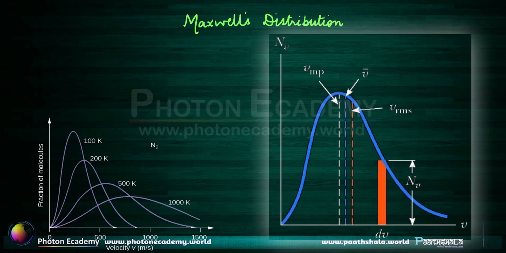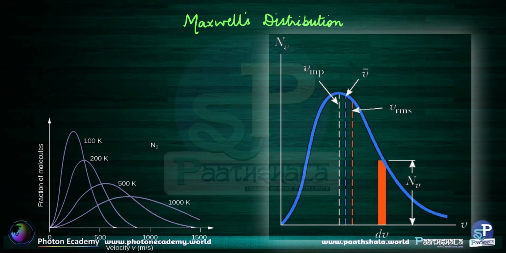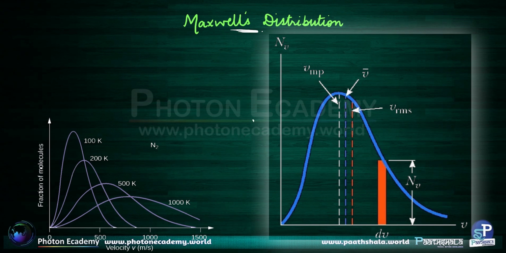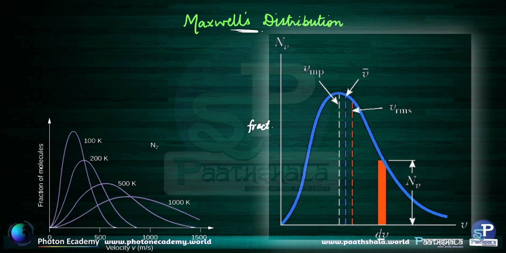Now let's see a representation of these velocities on something which we call Maxwell's distribution. What is the Maxwell's distribution? Maxwell's distribution curve is a curve which represents the fraction of the particles on the y-axis and the speeds on the x-axis. So in a given sample, we had studied that all the particles have random velocities. So there can be a range of velocities from 0 to tending to infinity.